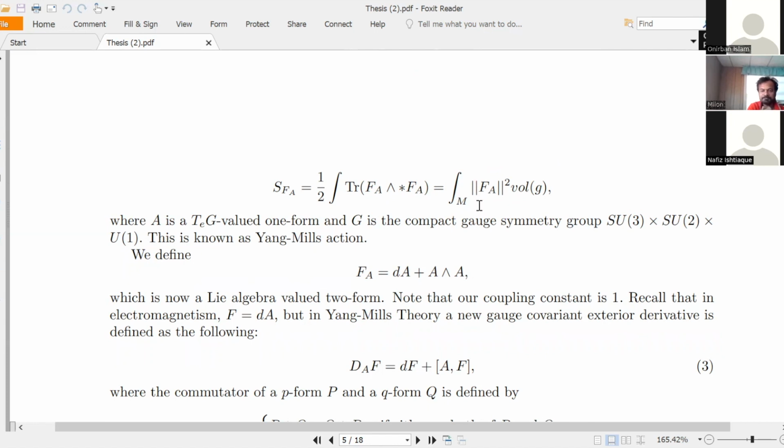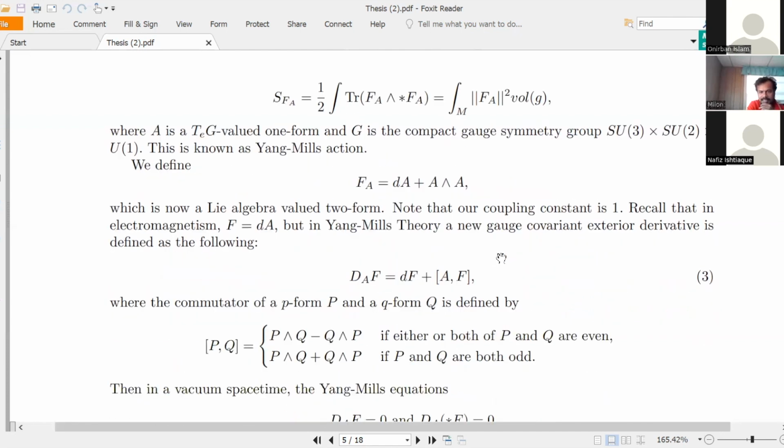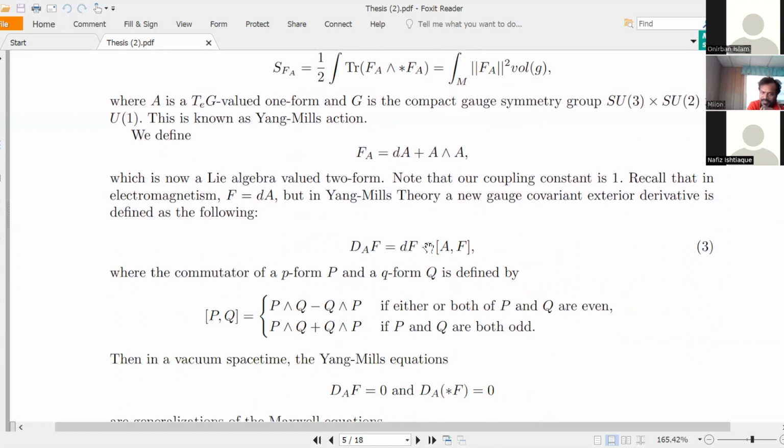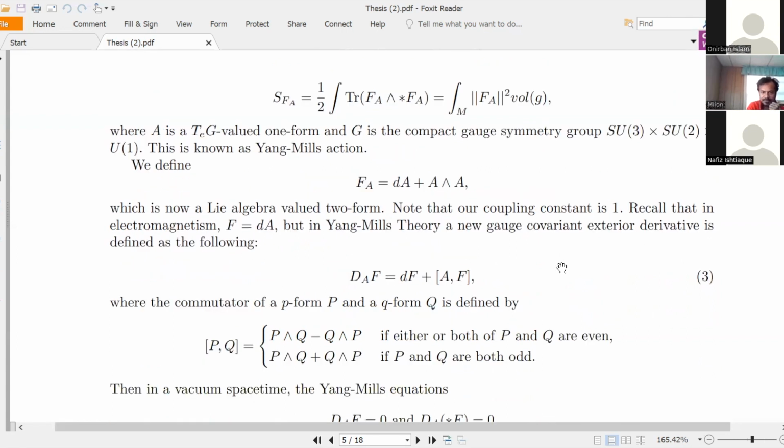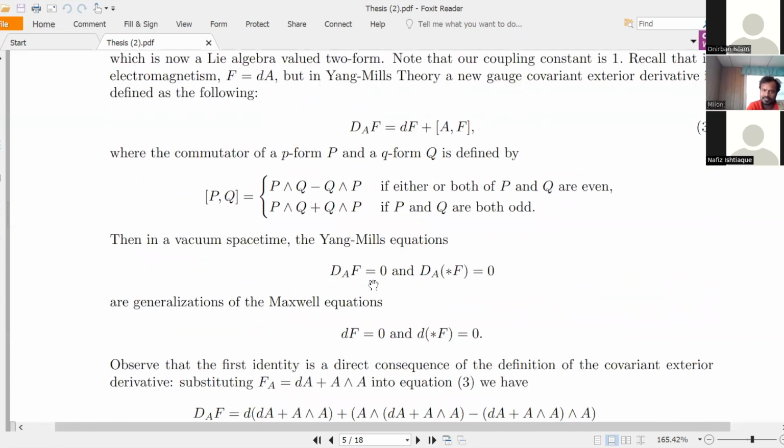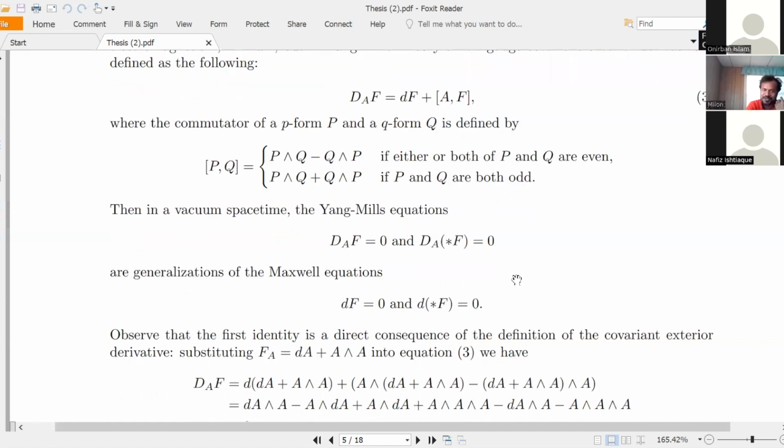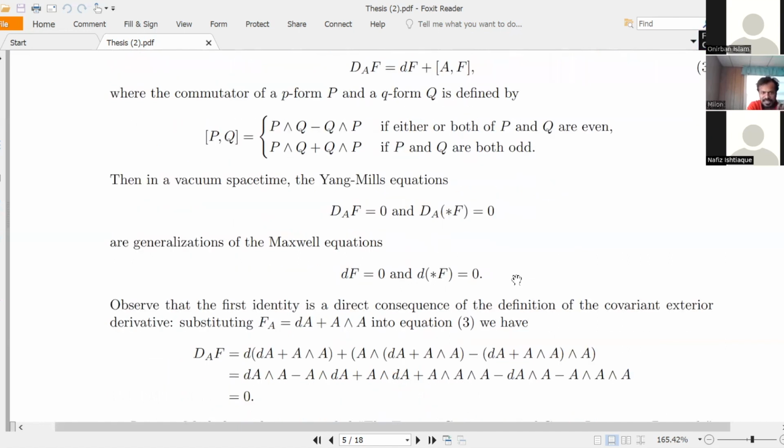So this is not the tensor norm anymore. This is some weird kind of norm. In Lie theory, people call this a Cartan norm, whatever. And you also change your definition of exterior derivative a little bit. It's just your classic exterior derivative plus another junk term. If you do that, your corresponding Euler equations are these, which are the so-called Yang-Mills equations. Those are the next best generalization of the Maxwell equations.